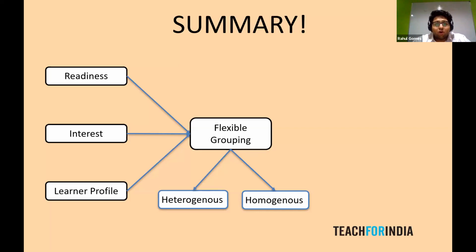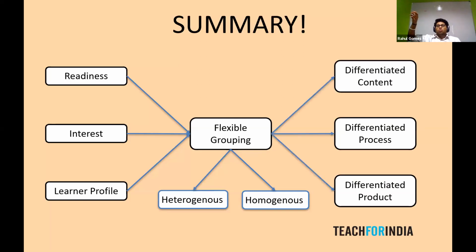And once we've got our homogeneous or heterogeneous groups, we will then look at whether we should differentiate content. That means use different curriculum pieces or different ways to teach the same objective. This could be different texts. This could be different materials, etc. Right? Different ways of engaging with the material, etc.